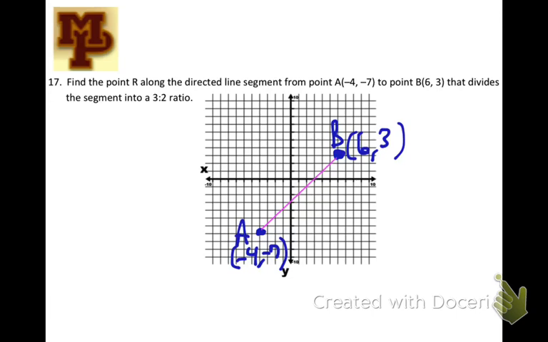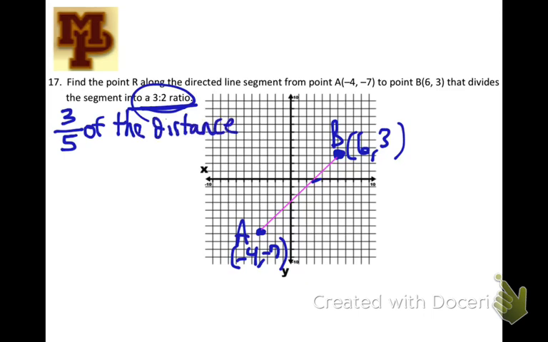And what we're trying to figure out is where we would be if we divide the segment into a 3-to-2 ratio. So we're basically going 3 parts to this point and then 2 more parts. So what I usually do is figure out the fraction of the distance that it is. So it's going to be 3 over, and then you always just add those two together. 3 plus 2, that's the number that goes on the bottom. So we need to figure out 3/5 of the distance from A to B. So going from A to point B.